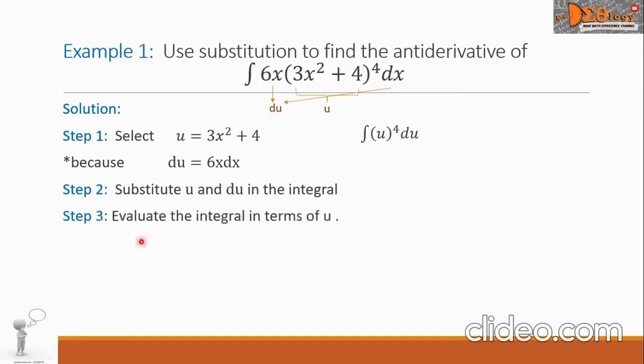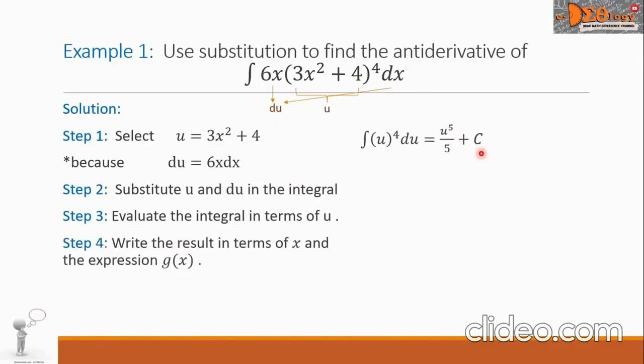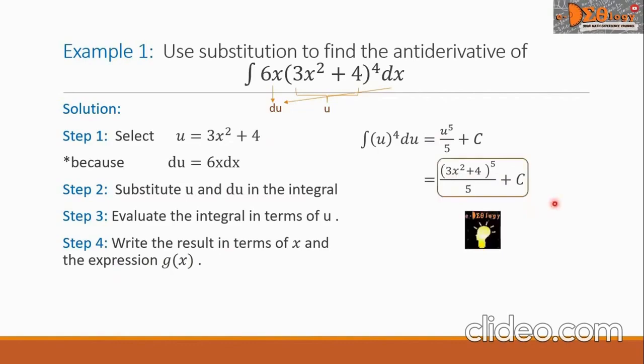And step 3 is to evaluate the integral in terms of u. We're going to use the power rule, so we have now u raised to 5 over 5 plus c. Now step 4, to write the result in terms of x and the expression g of x. It means we're going to return the value of u from here. So we have now the quantity 3x squared plus 4 raised to 5 all over 5 plus c. This is the final answer.